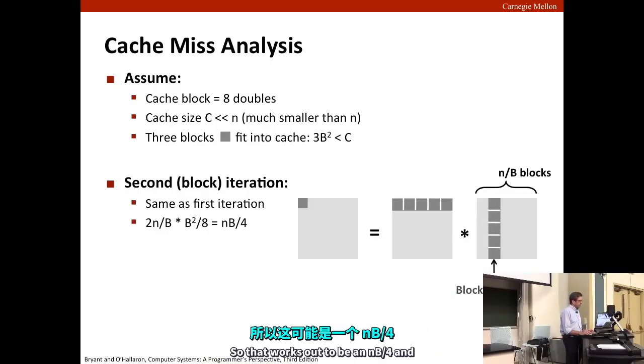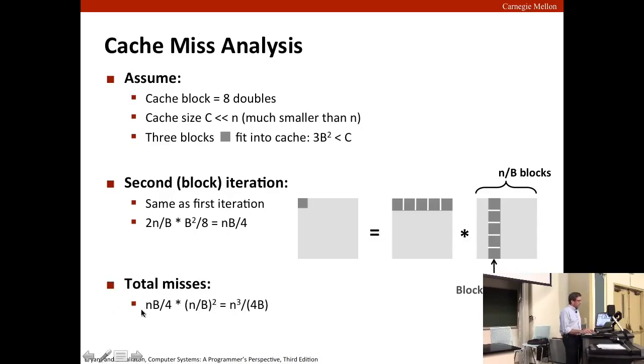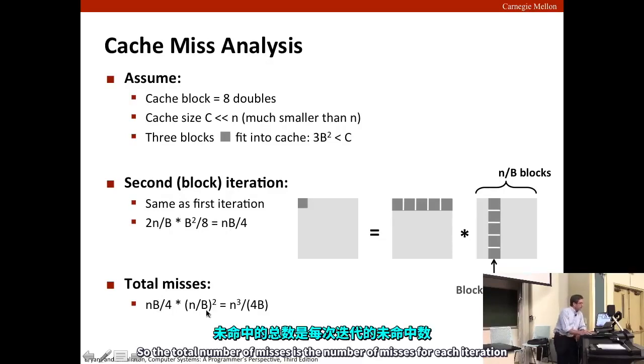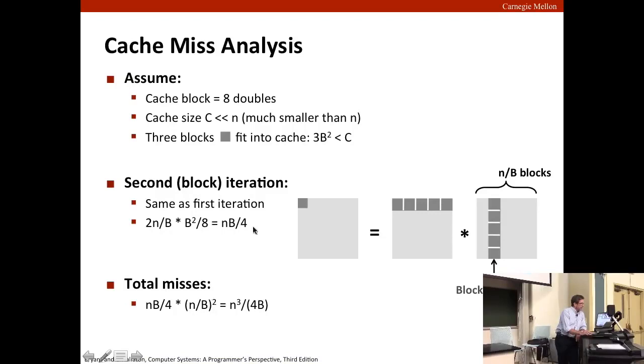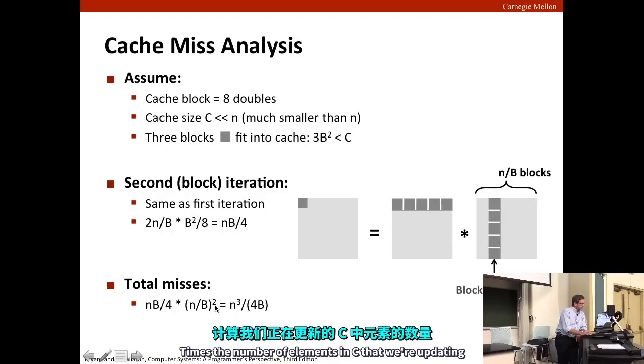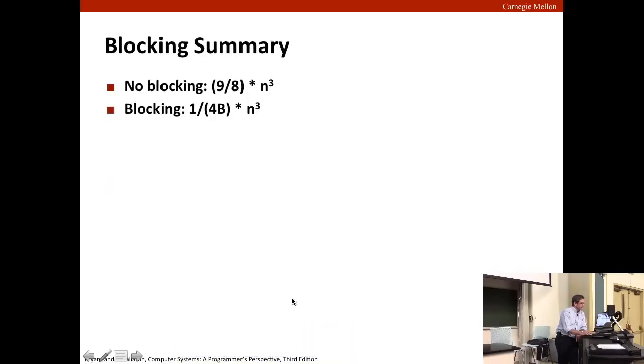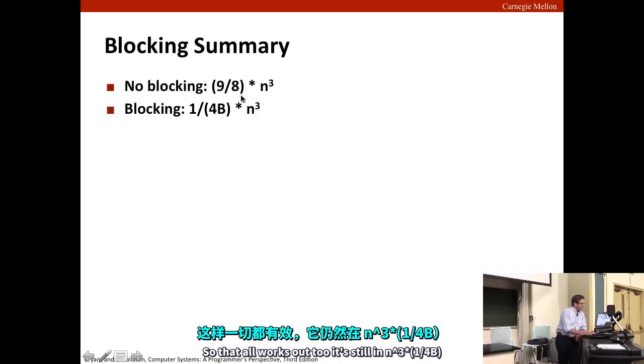So that works out to be nb divided by 4. And the second iteration has the same miss rate. So the total number of misses is the number of misses for each iteration times the number of elements in C that we're updating, which is n over b squared. So that all works out to n cubed divided by 4b.